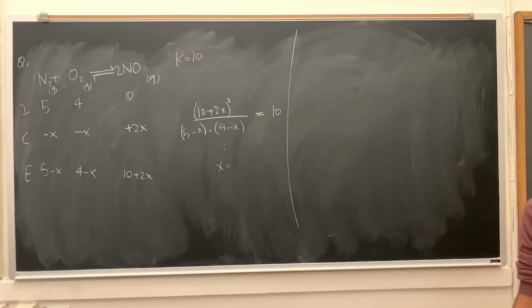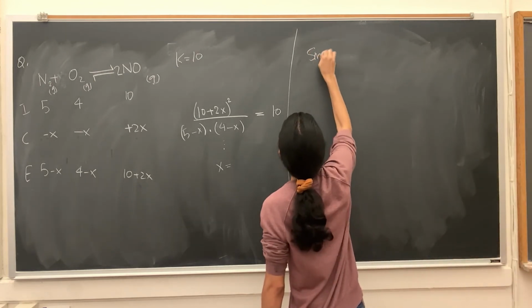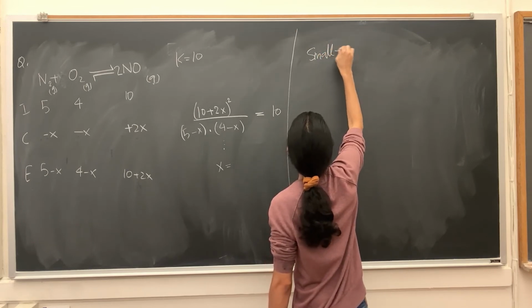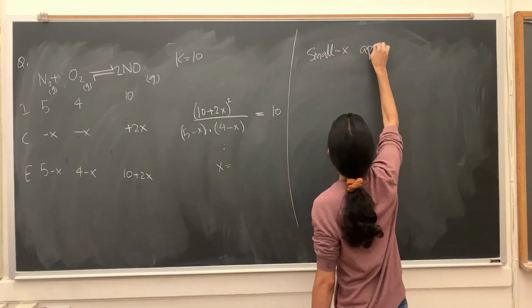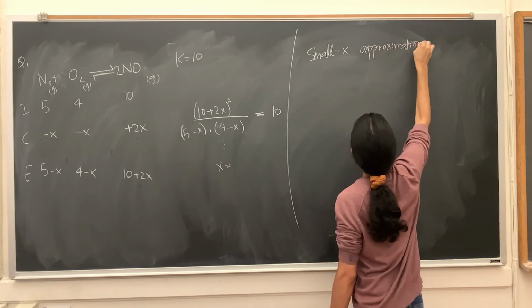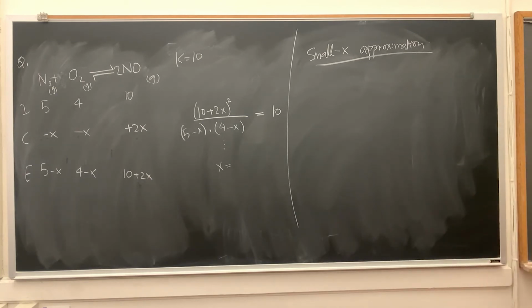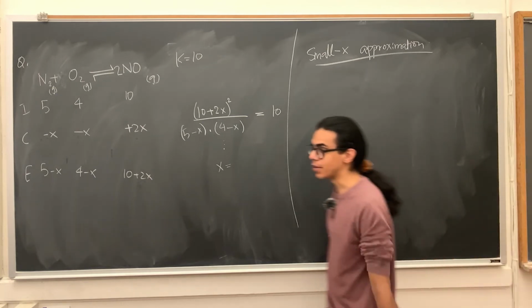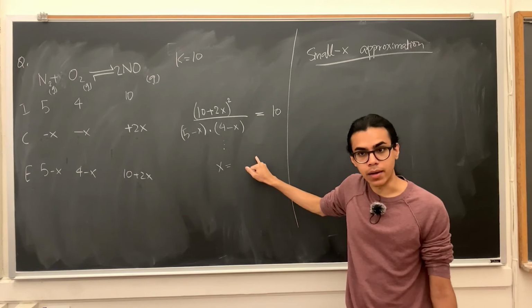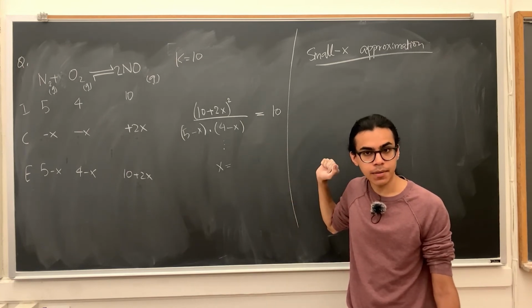No new chemistry, one new mathematical trick: small x approximation. Here's an obvious problem that you could encounter. This is a quadratic, right? Is quadratic the maximum that it can be?